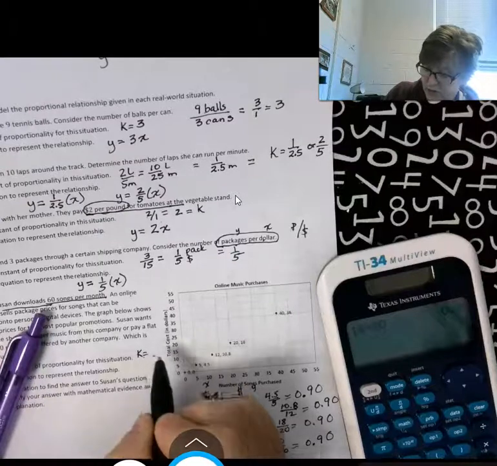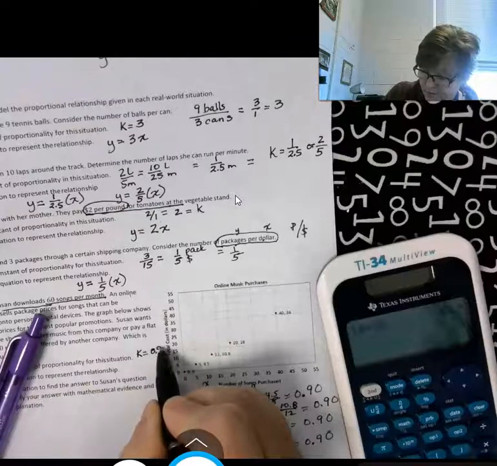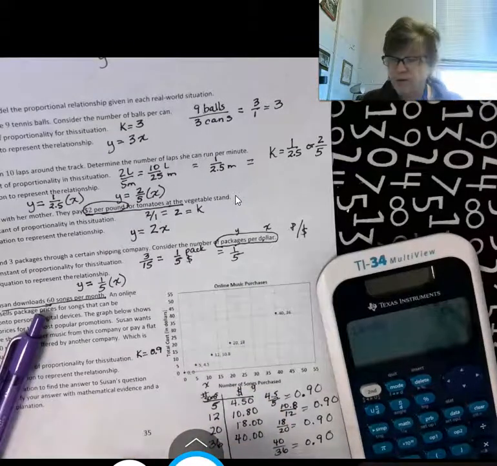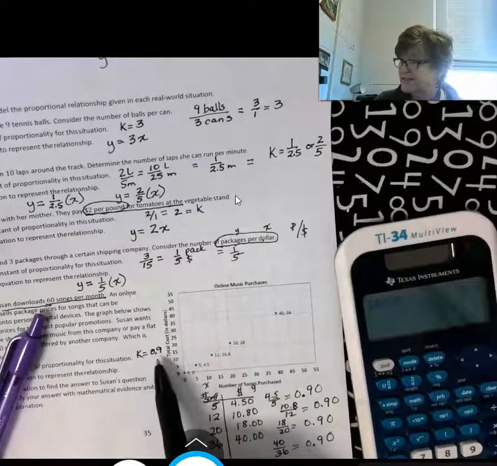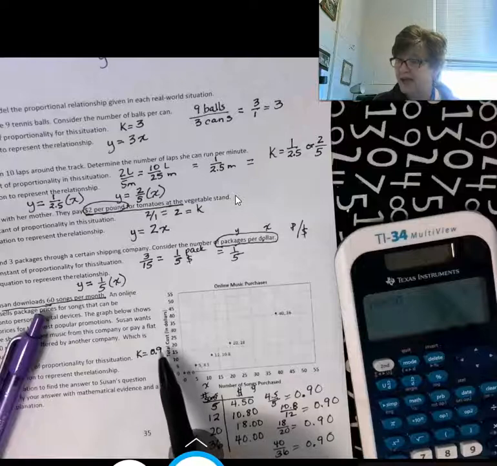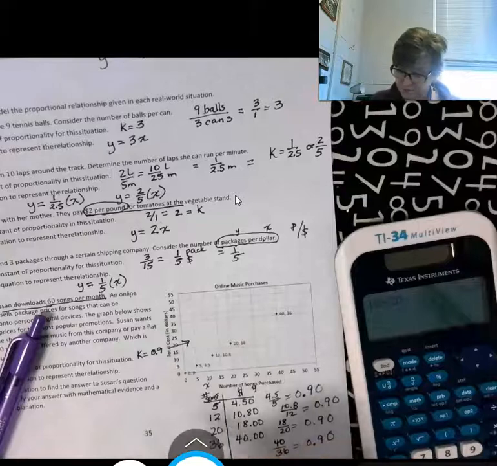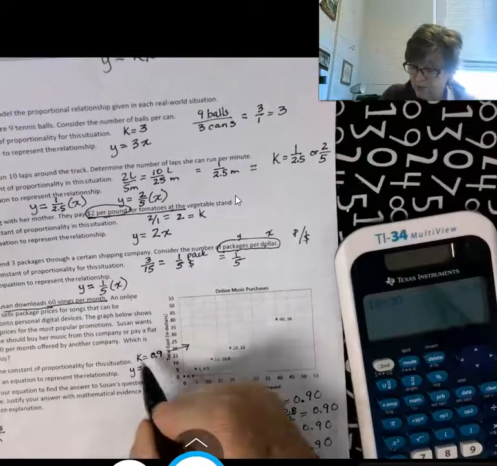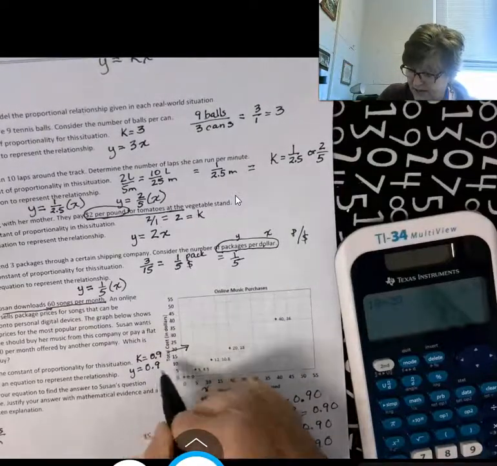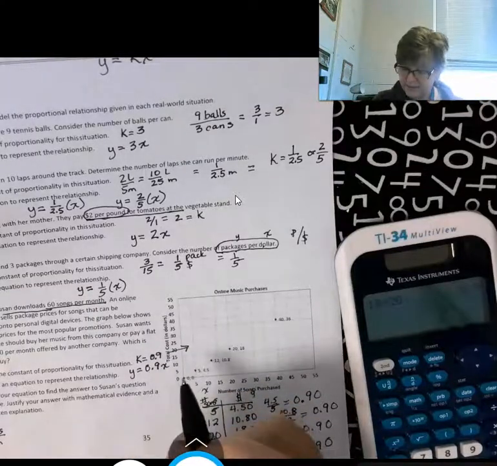So K is equal to 0.9. Now remember, because we're talking about total cost in dollars, do not put that in as 90. You have to make sure you list it as a decimal because it's 90 cents. So that's the scenario here. And the equation that would go with that is Y is equal to 9/10 times X, or 90 cents times X.